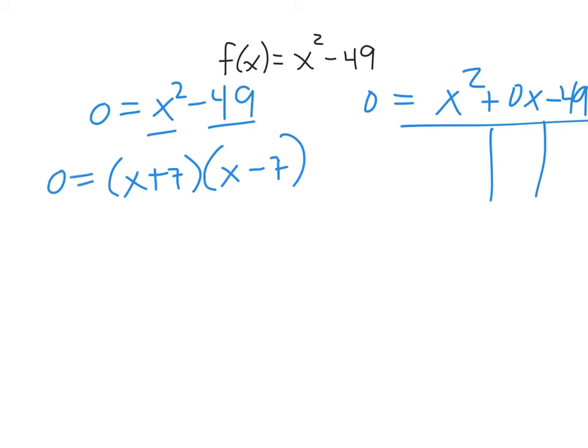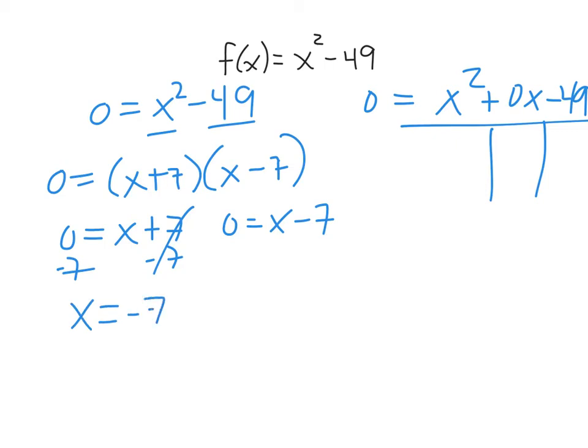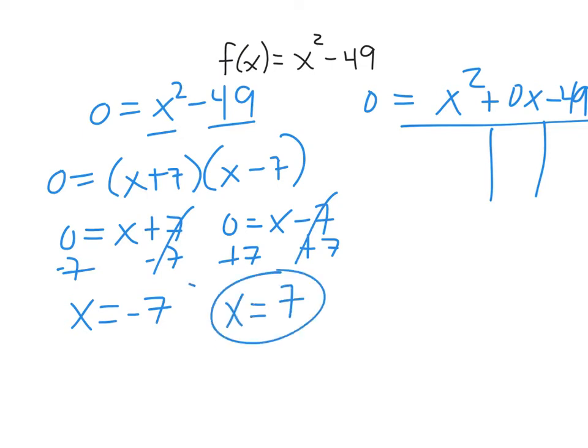So now that we have our factors, you would get 0 equals x plus 7, and 0 equals x minus 7. Solve for x on both equations. You subtract 7 on this side. You get x equals negative 7. And over here, when you move the 7 over, you get a positive 7. And there are your 2 solutions.